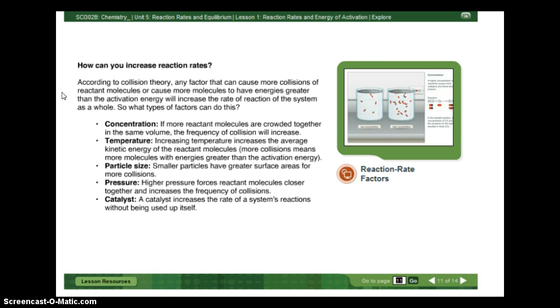How can you increase reaction rates? According to collision theory, any factor that can cause more collisions of reactant molecules or cause more molecules to have energy greater than the activation energy will increase the rate of reaction of the system as a whole.